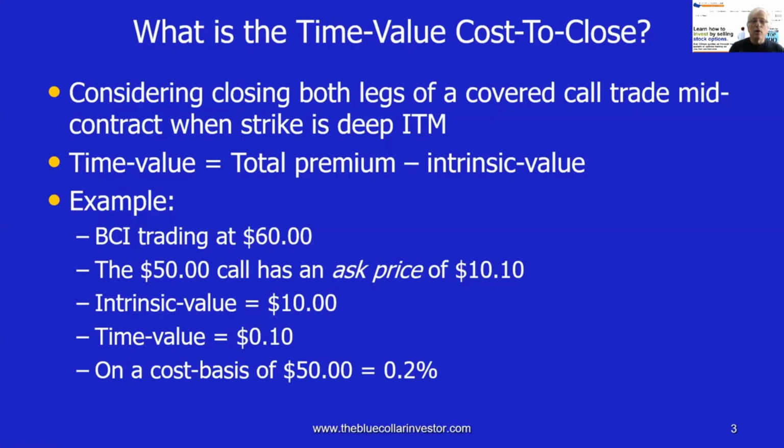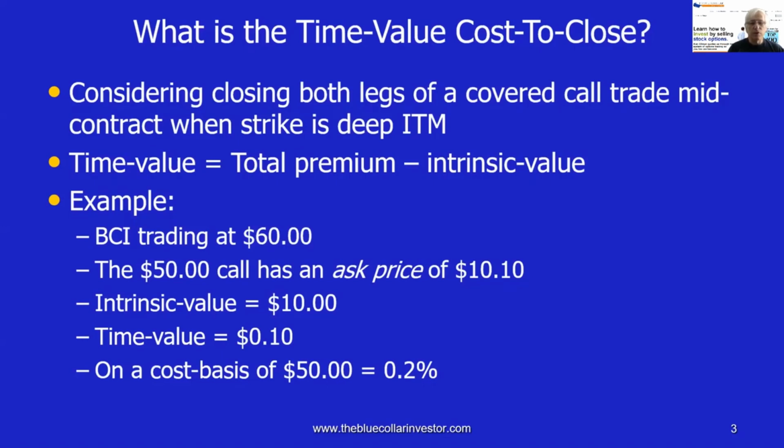Well, we know that the $50 call has $10 of intrinsic value, because that's how far the 50 call is below the current market value of 60. Plus, there's going to be some sort of a time value component. In this particular case, 10 cents. So the entire premium is $10.10. But only 10 cents of that is time value, which is what we must focus on.